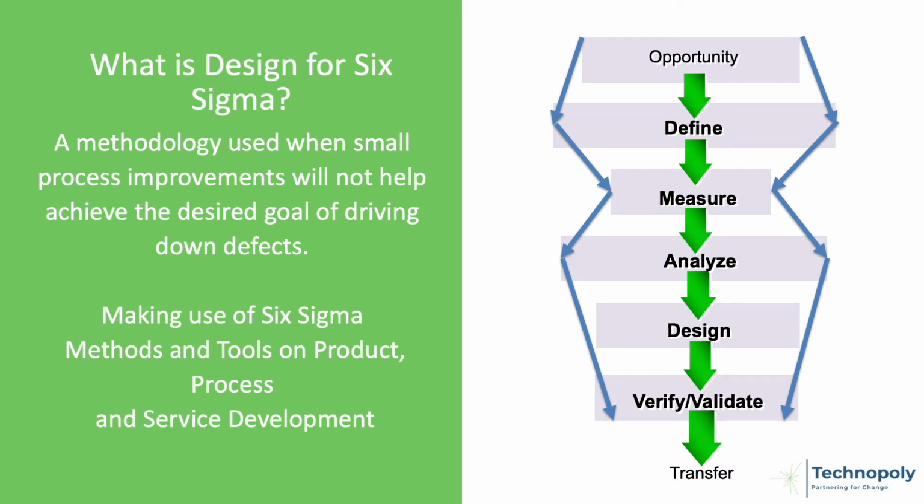Design for Six Sigma is a methodology that we use when small process improvements or iterations of improvements are no longer achievable. It is now important for us to be able to look at how we may redesign not only our products but also our processes and even the way we deliver our services. It does make use of some of the Six Sigma tools that you may be familiar with.